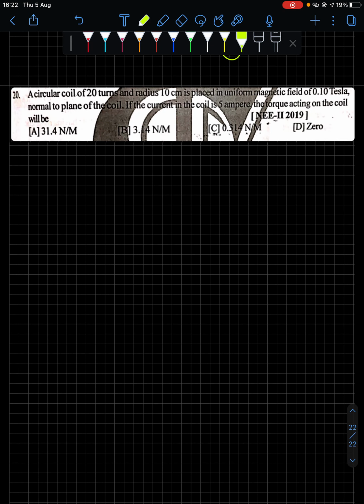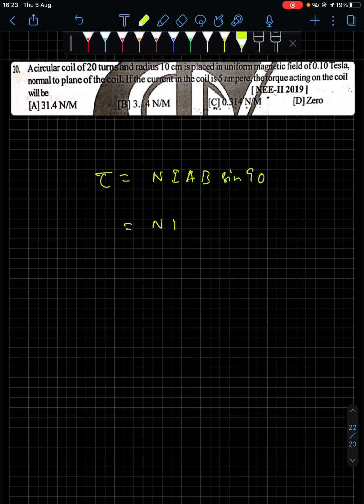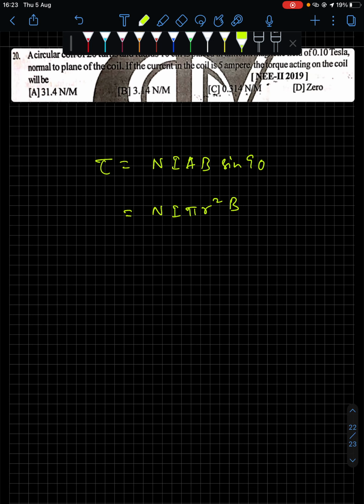So moving to the next question and the last question, that is number 20. You have a circular coil of 20 turns, radius 10 centimeter, and you place it in a magnetic field of 0.10 Tesla, normal to the plane of the coil. Now if the current in the coil is 5 ampere, the torque acting on the coil is what? So your torque relation is NIAB sin 90, which is NI, A you can write down as pi r square, B sin 90 is 1.